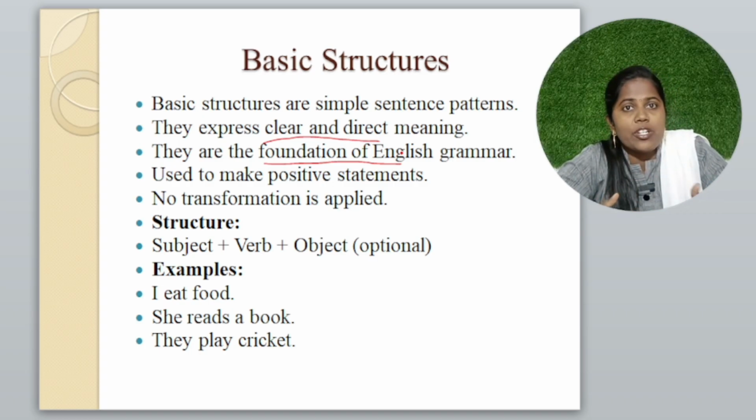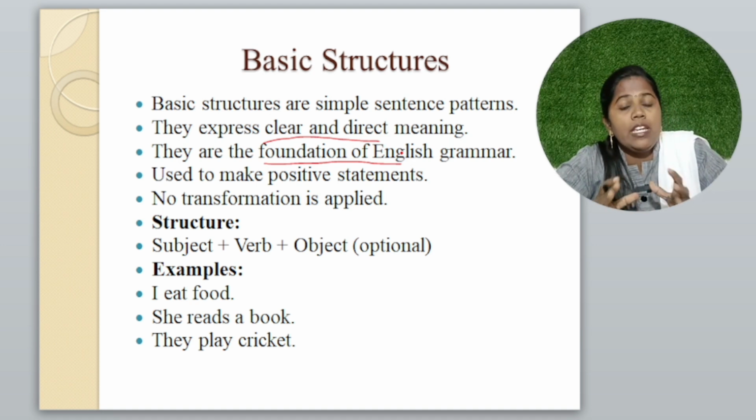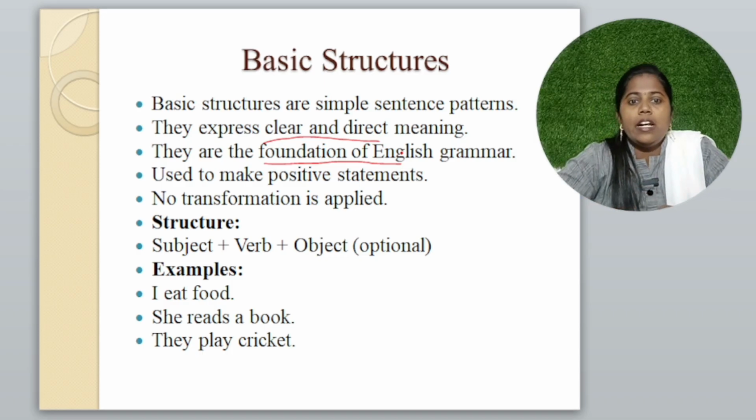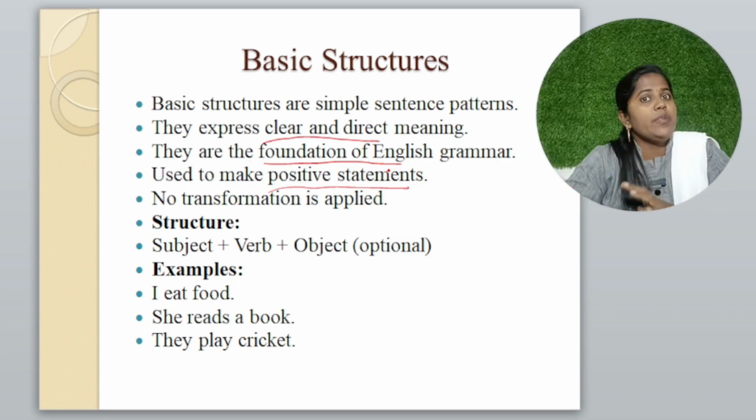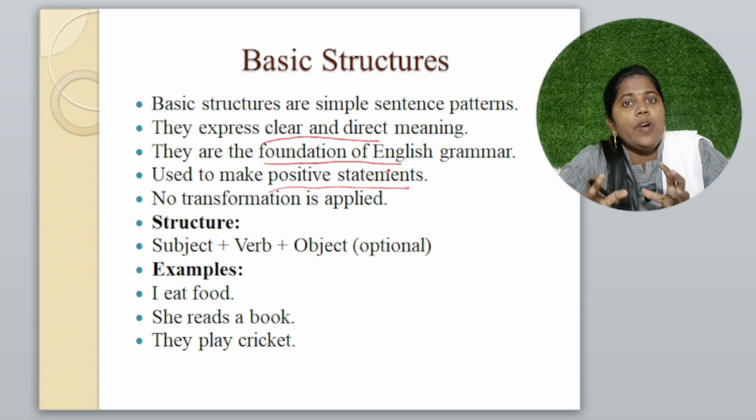Then what is derived structure? We will see in the next slide. But here we need to understand what is meant by basic structure and why we need these structures. Because these are the foundation, or we can say base, of all English grammar. Here, next point, why we use them: to make positive statements. Means basic structures are used just for the sake of making positive statements. If there is a negative statement, that can be derived structure. Only positive and simple statements are here in basic structure.